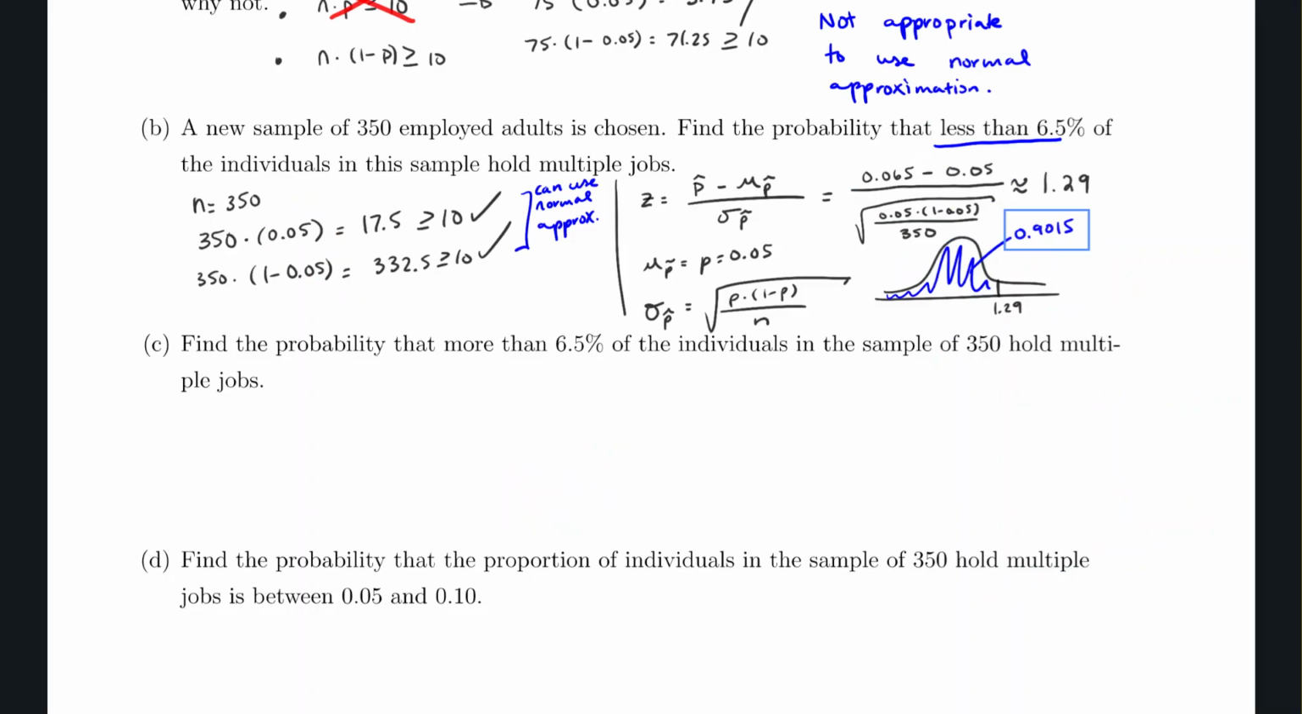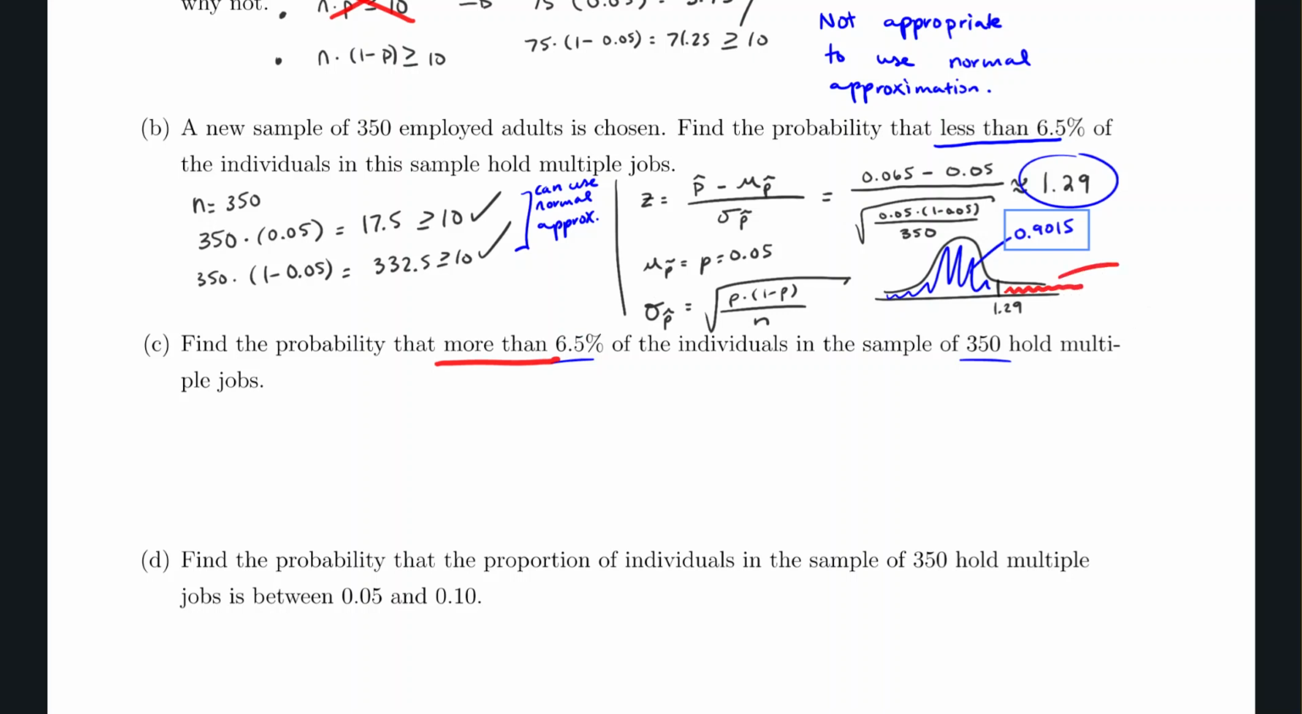Okay, find the probability that more than 6.5% of the individuals of the sample of 350 hold multiple jobs. Well, since my sample size is the same, my sample proportion is the same, I know that the work to find the z-score for this sample proportion would lead me exactly to this answer. The only difference between B and C is instead of less than that population or sample proportion, I now want more than. So I want this value to the right.